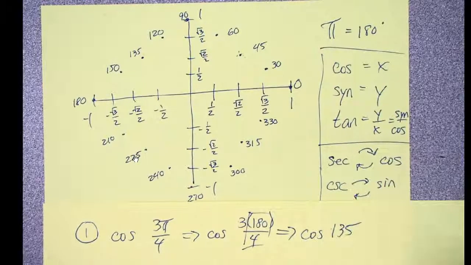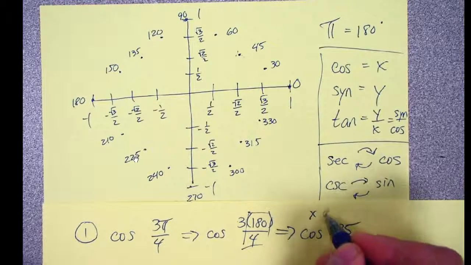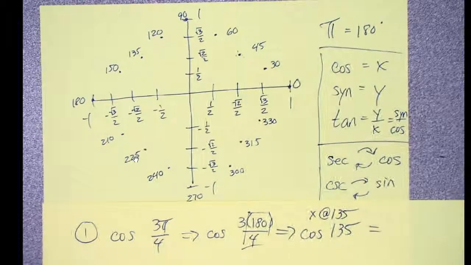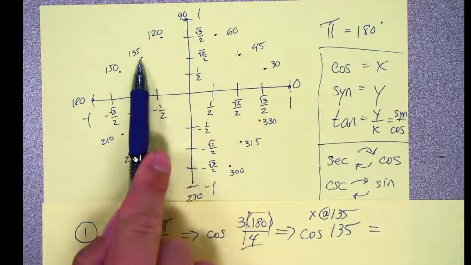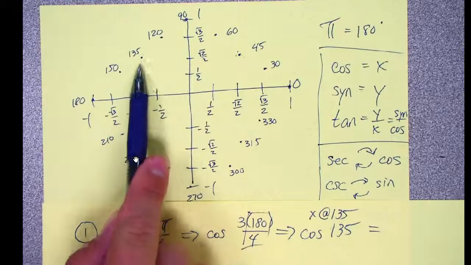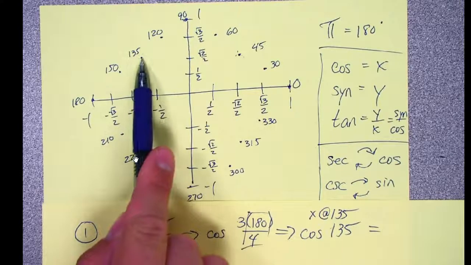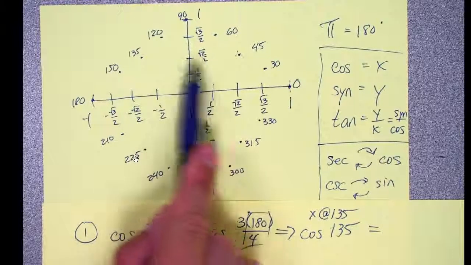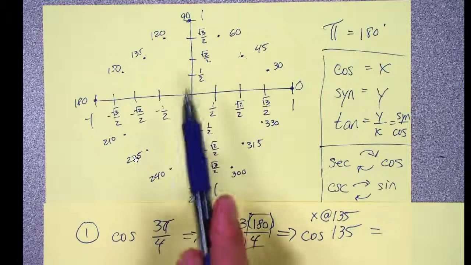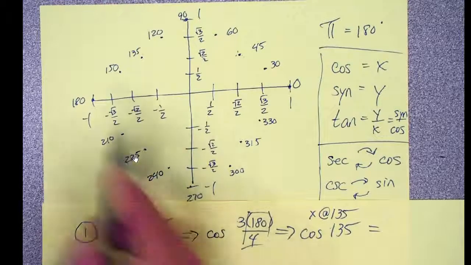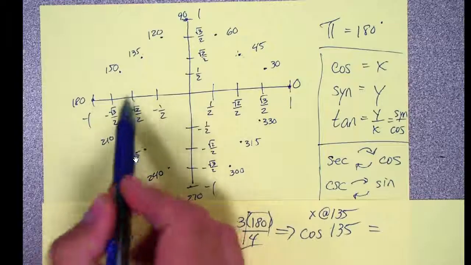So what we want is the x value at 135 degrees. So I'm going to find 135 degrees, and if I want cosine, I go down to the x-axis, and I'm going to read off that value. If I wanted sine, I would go to the y-axis, and I would read off that value. If I wanted tangent, I would do the y value divided by the x value. But right here I want cosine, so I'm just going straight down to the x-axis.